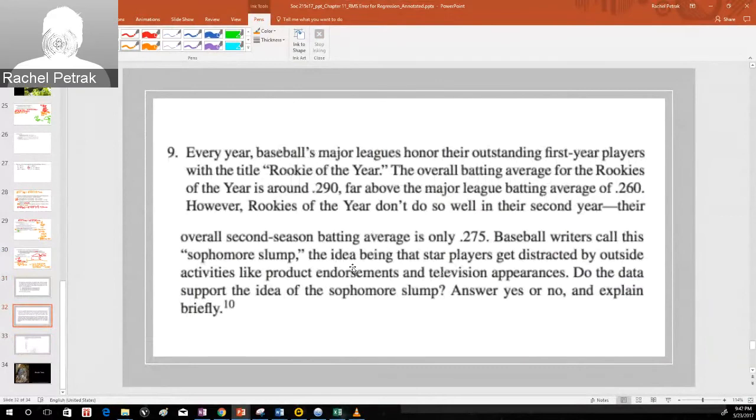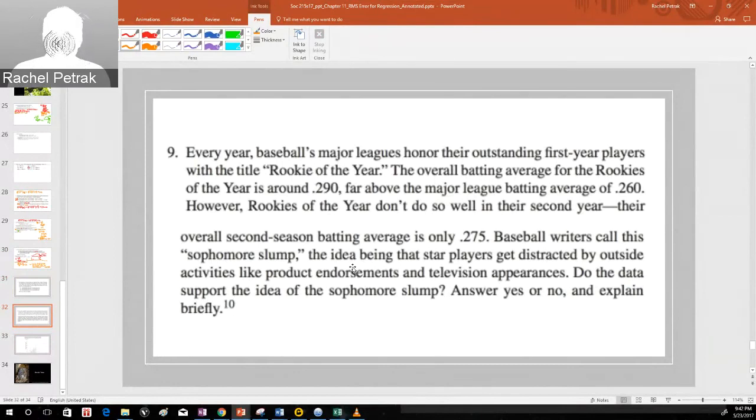Every year, baseball's major leagues honor their outstanding first-year players with the title Rookie of the Year. The overall batting average for the Rookies of the Year is around .29, far above the major league batting average of .26. However, Rookies of the Year didn't do so well in their second year. Their overall second season batting average is only .275. Baseball writers call this the sophomore slump, the idea being that star players get distracted by outside activities like product endorsements and television appearances.